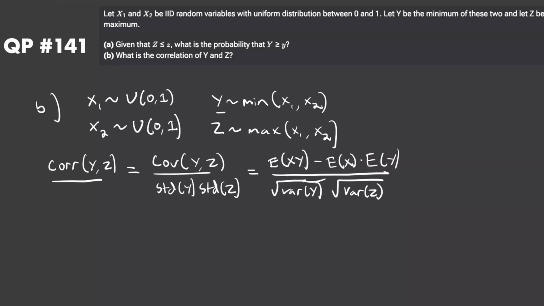So just like in QP 139, the density function of the minimum of two random variables is just going to be equal to 2 times the PDF of one of these variables, so f sub X of x, and then times the probability that the other one is greater than that. So that's just going to be 1 minus the CDF of x.